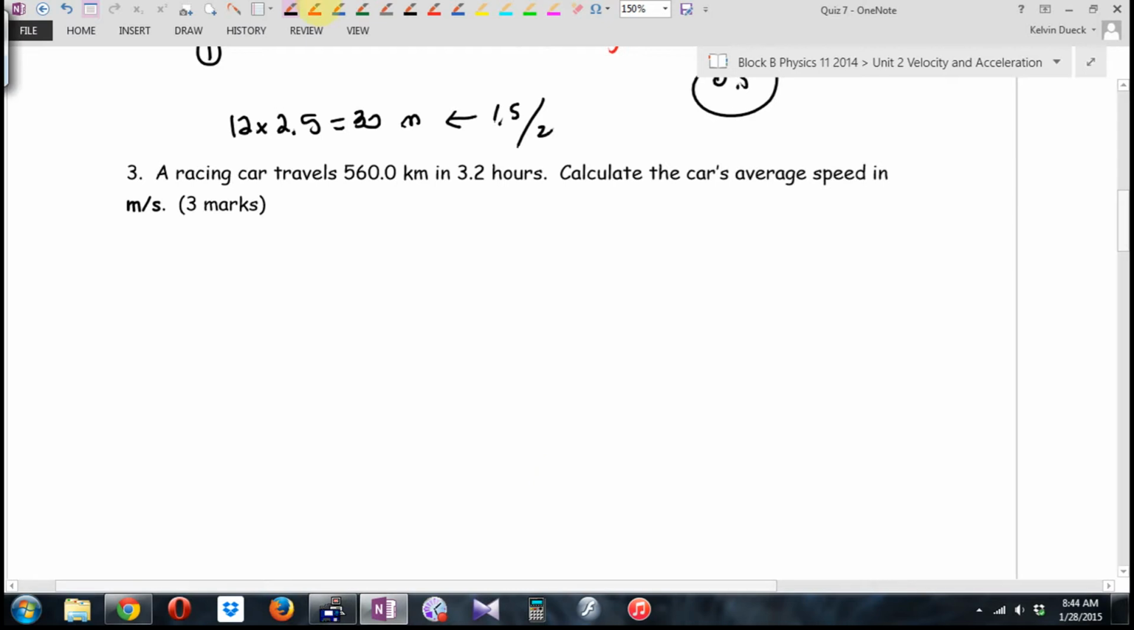Racing car travels 560 kilometers in 3.2 hours. Calculate the car's average speed in meters per second. Well, first of all, what do I measure speed in? Meters per second. What's the other unit we use on the roads? I think it's going to be 560 kilometers divided by 3.2 hours. That's how you get a speed in kilometers per hour.